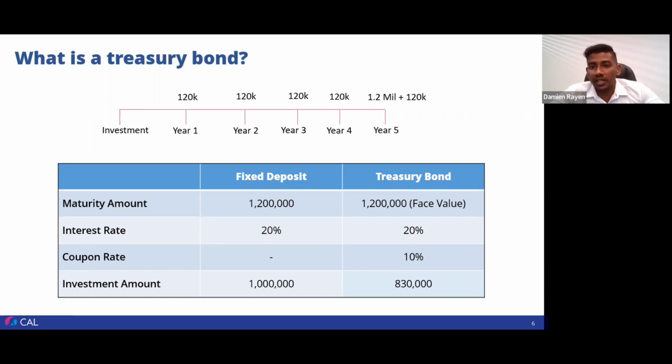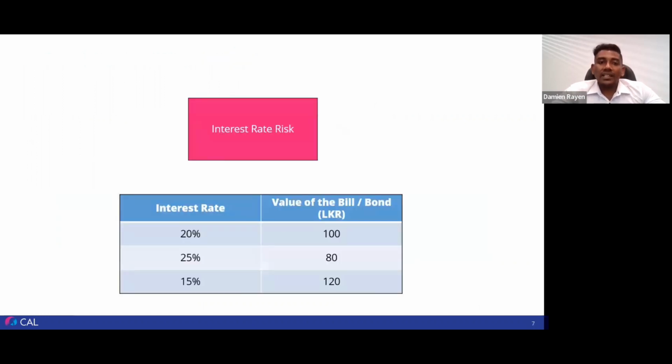So the difference between bills and bonds, one is the coupon payment that you receive on bonds, and also the tenor, because bonds are generally longer than 1 year in terms of maturity. So what is the main risk when investing in government securities? There are different types of risk, but the important risk that you need to consider is the interest rate risk.